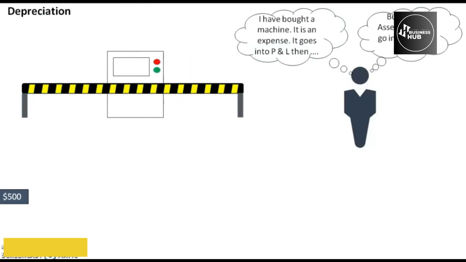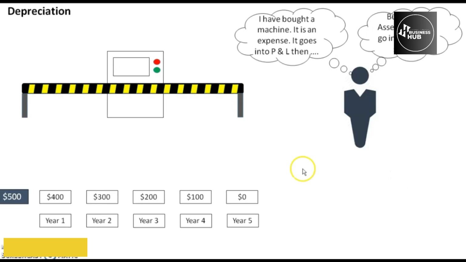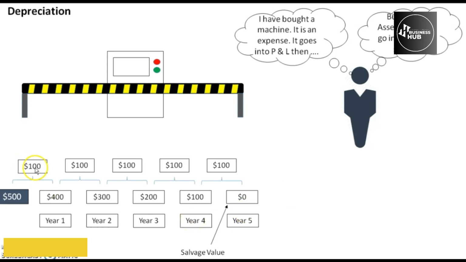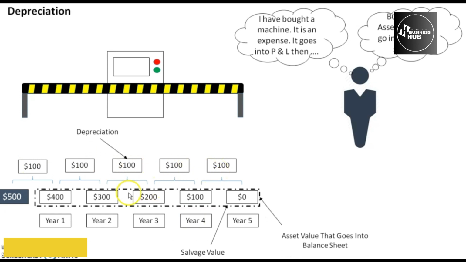Let us come back to the example of a machine that we purchased for $500. How does it look year on year? That machine probably might be sold for $400 at the end of the first year, and its value may further deteriorate to $300 at the end of the second year, whereas at the end of the third year it might further deteriorate, and so on and so forth. So every year this $100 is what is called depreciation.